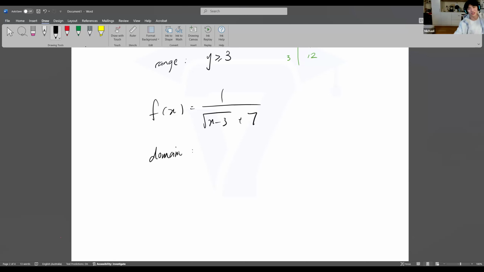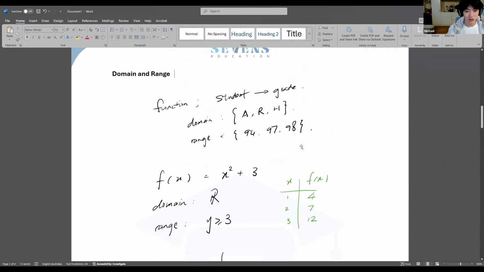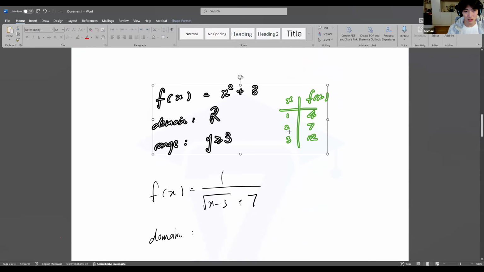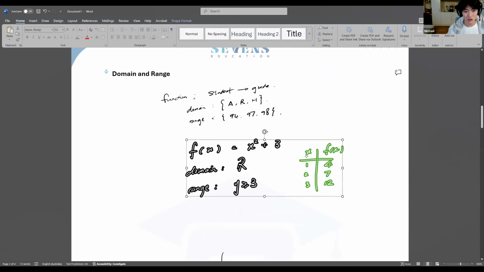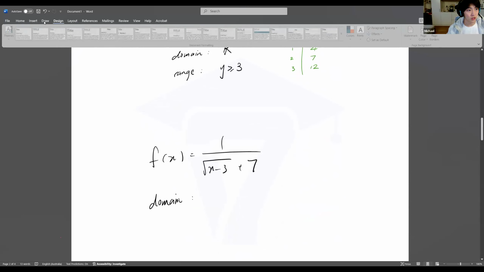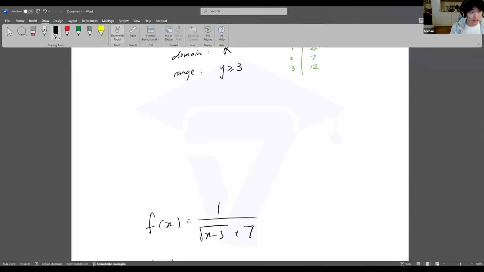Before we do this question, let me just do another function, okay? Let's just do a few examples, because if we do this one straight away, it's a little bit too hard, I reckon. We did rational functions before. So if we have f of x equals 1 over x plus 1, what is the domain of this function? Anyone?